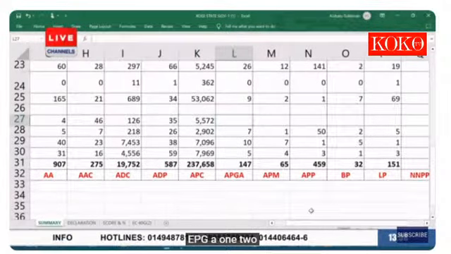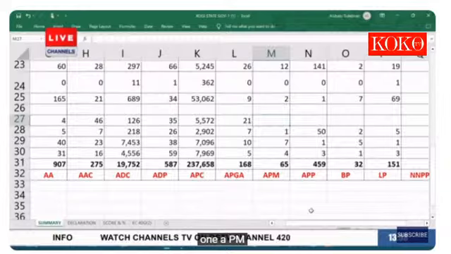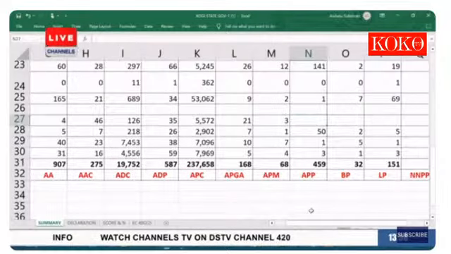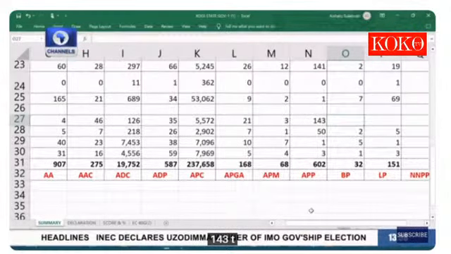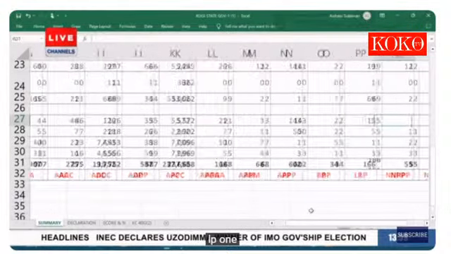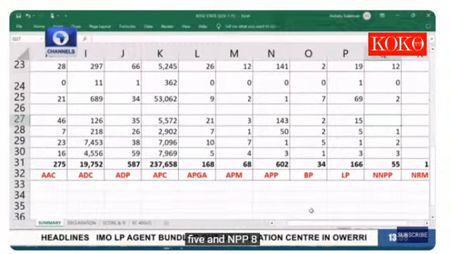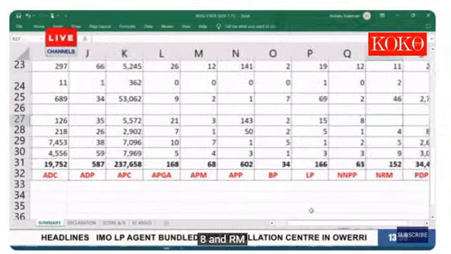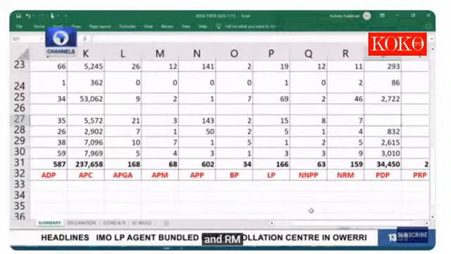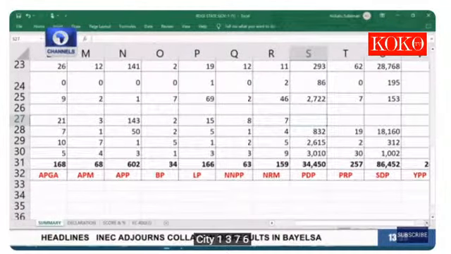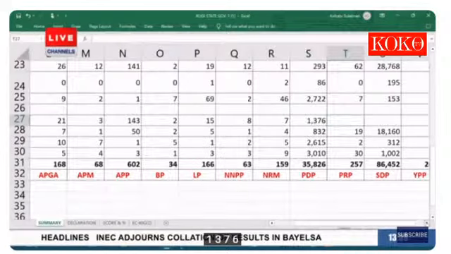APGA, 21. APM, 3. APP, 143. BP, 2. LP, 15. NNPP, 8. NRM, 7. PDP, 1376.